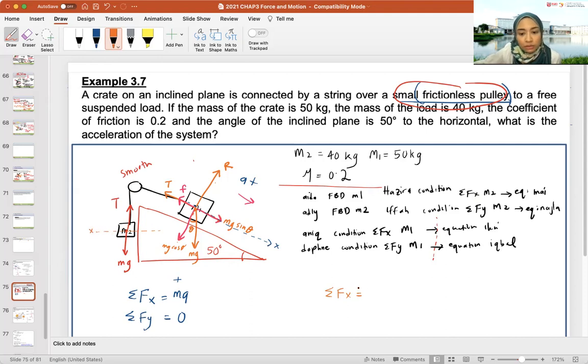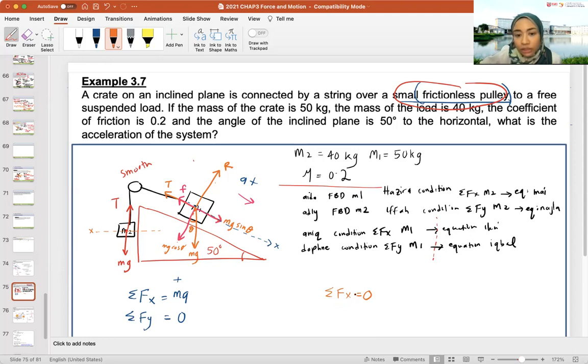Okay. Equals to? 0. Okay. Why is it equal to 0? Hazira. Why is it equal to 0? Not moving to the left or right. Okay, because it's not moving upward. Alright. Okay, betul. Thank you. So Hazira jawab dengan betul.